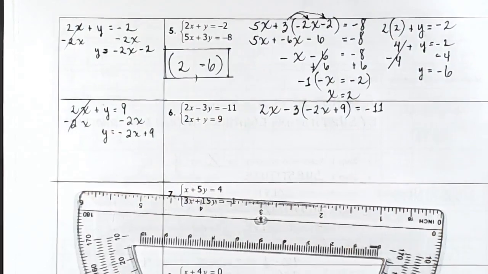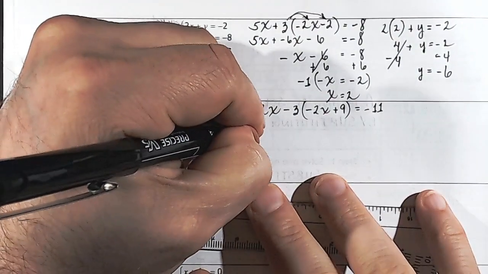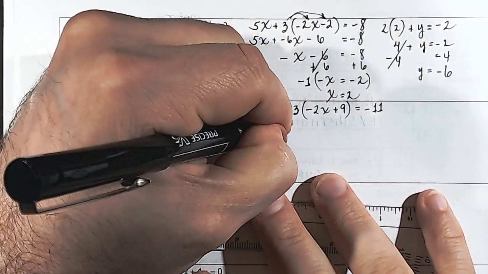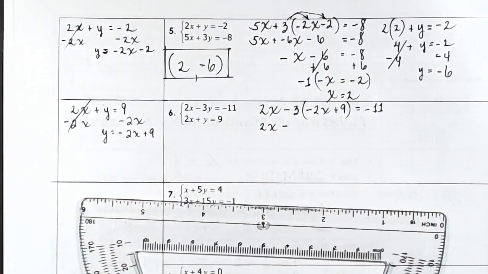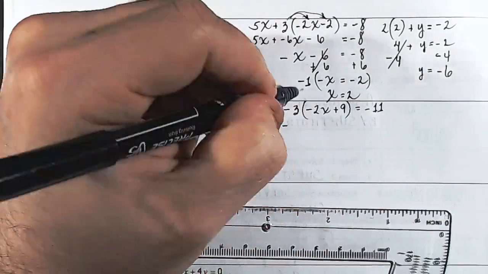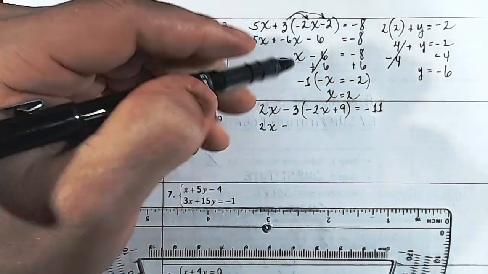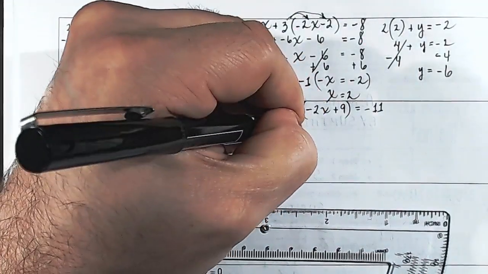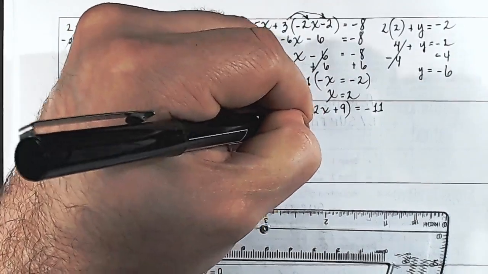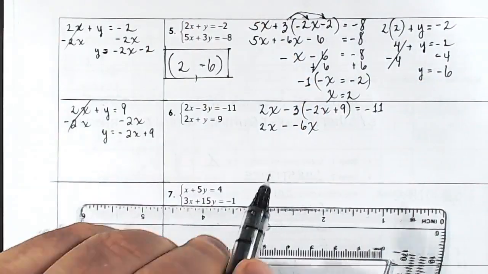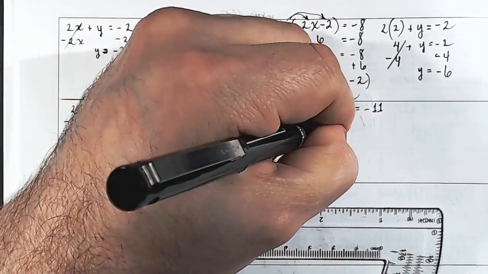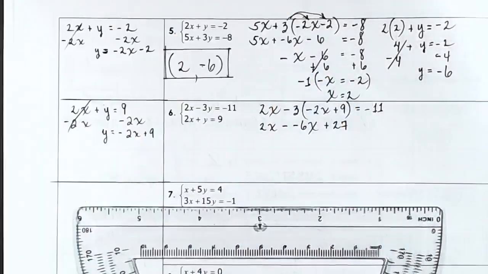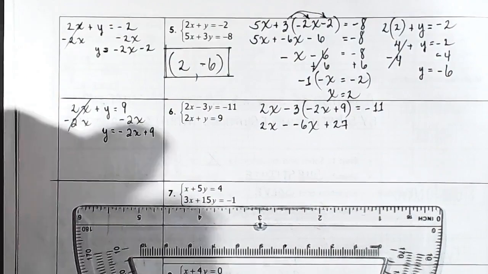Okay, now we have to solve for x. So we'll rewrite the first part, 2x minus. Now I have to distribute. 3 times negative 2x is negative 6x. Notice the double negative there. And 3 times 9 is 27. Plus 27. Okay?